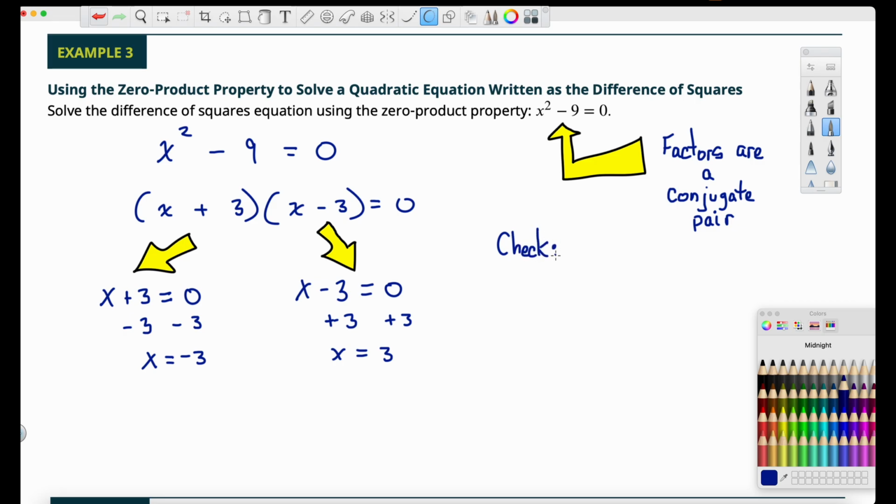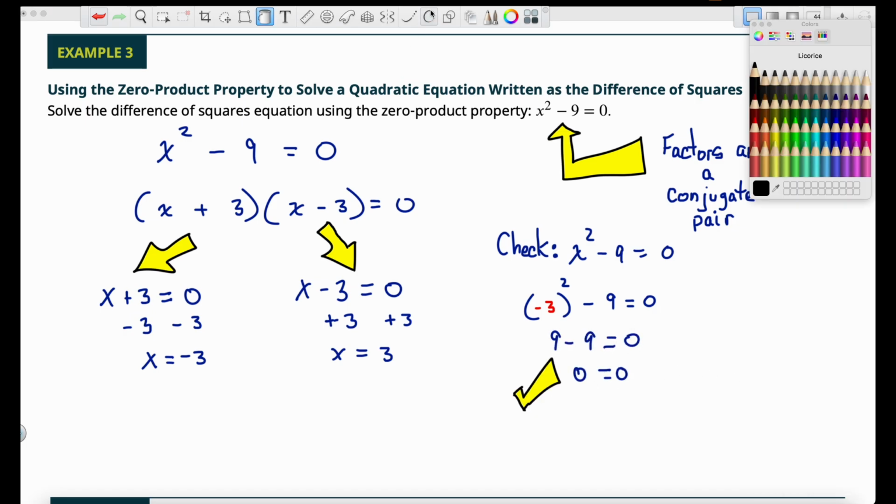Why don't we check this one? So let's substitute negative 3 in for x. Negative 3 squared is 9. 9 minus 9 is 0. Okay, that worked. And let's try putting a positive 3 in for x. Again, we get 9 minus 9 is 0. So those are our two solutions.